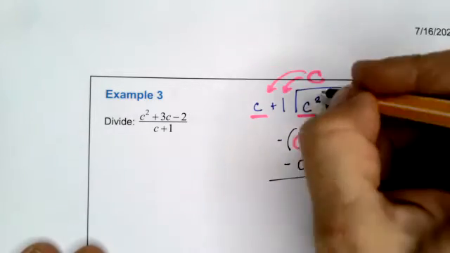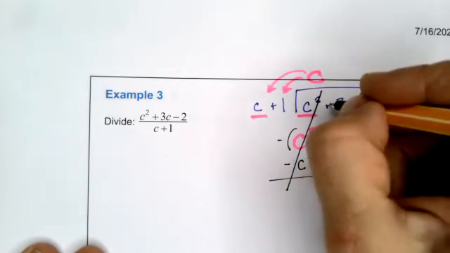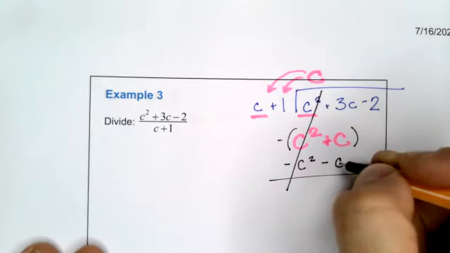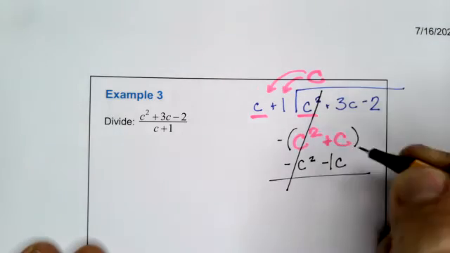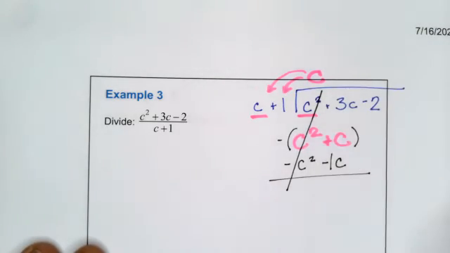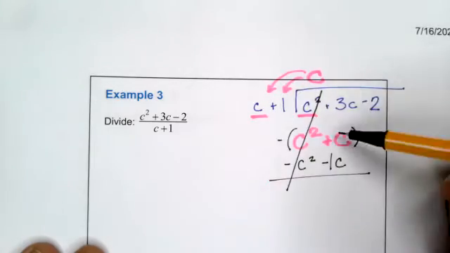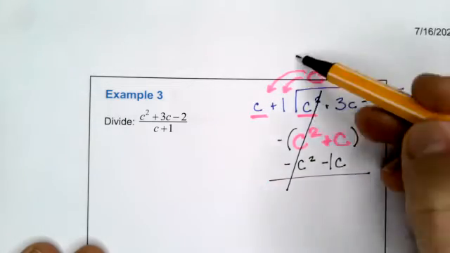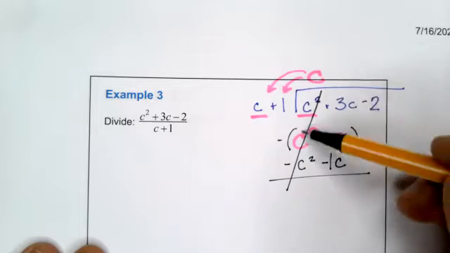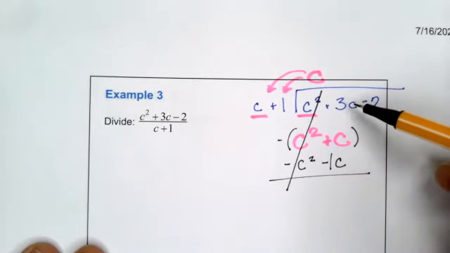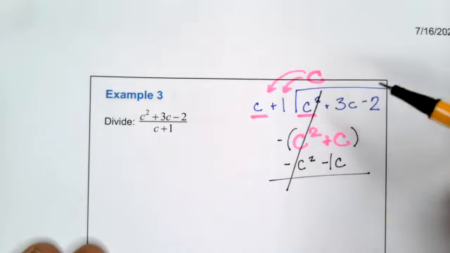C squared minus c squared, those cancel out. Positive 3 minus 1, right? If there's no number in front of it, there's just one c. So here we were multiplying, here we're adding and subtracting. Here we're multiplying, here we're combining, okay? Adding and subtracting. So 3.